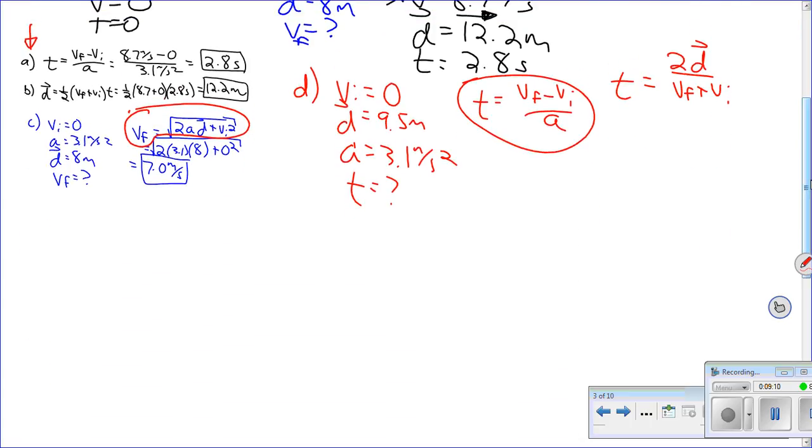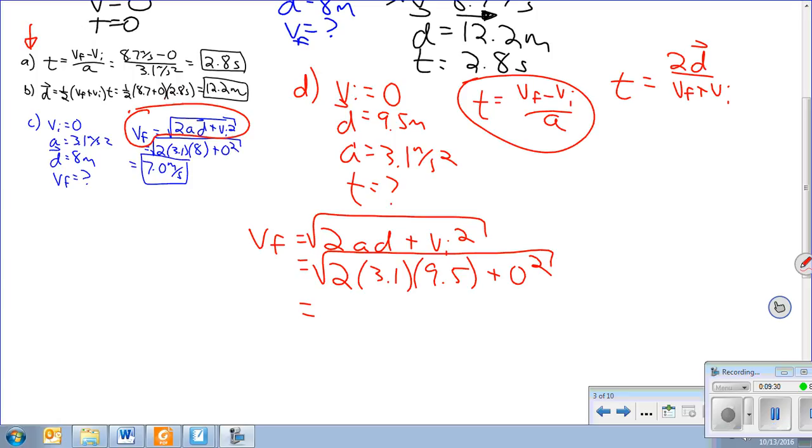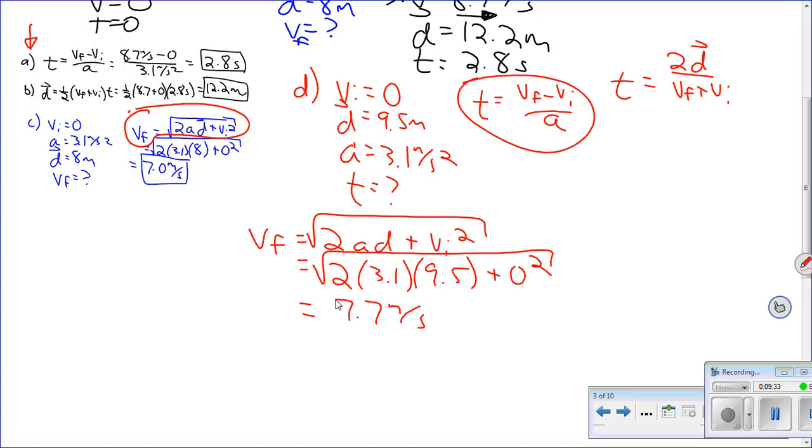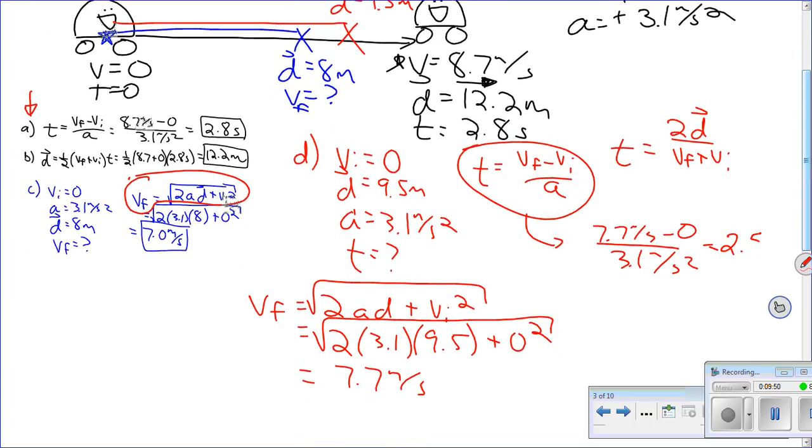So when you do that, VF is going to be the square root of 2AD plus VI squared. Don't forget to square root it. So you get 2 times 3.1 times 9.5 plus 0 squared, square rootified. And that gives you 7.7 meters a second. And now you can find the time by plugging that in up here. So you get a VF of 7.7 meters a second minus 0 all over 3.1 meters a second squared. And it gives us whatever we said the time was, 2.5 seconds. All right, so there we go.